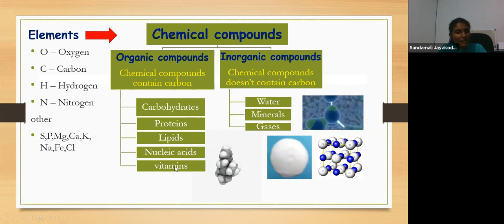You can see here there are five organic compounds: carbohydrates, proteins, lipids, nucleic acids, and vitamins. Carbohydrates, proteins, lipids, and nucleic acids, these four organic compounds, are named the four major biological molecules in our body. A vitamin is not a major biological molecule, but it is an organic compound which contains carbon as a constituent element.